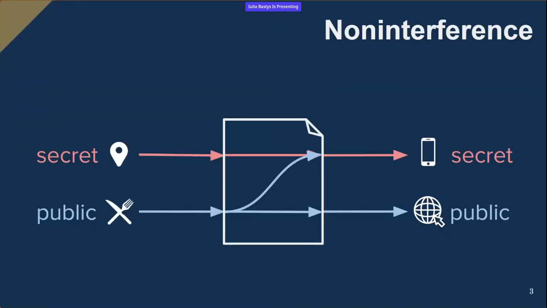So information flow control is a language-based technique which has the goal of enforcing, or mainly enforcing, a property called noninterference. And non-interference says that if we have secret data and public inputs that go into a program, then only the public inputs should influence what is output on a public channel, and secret inputs should not have any effect on the public outputs.